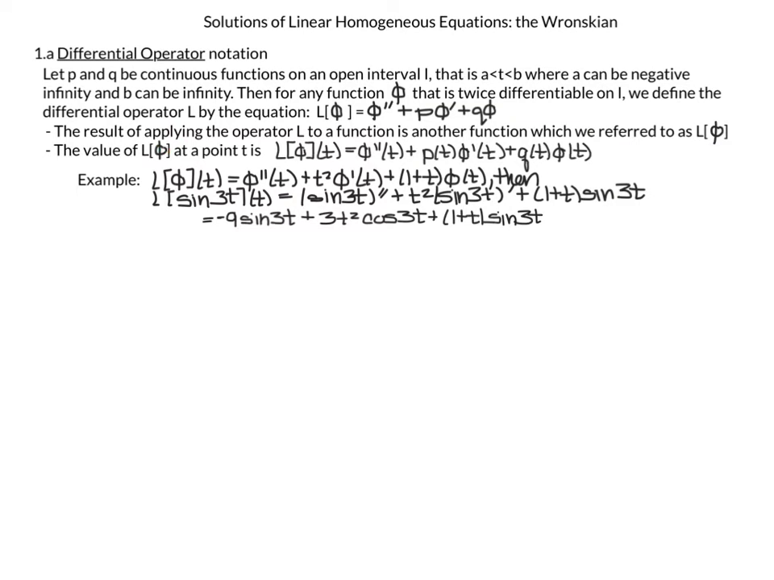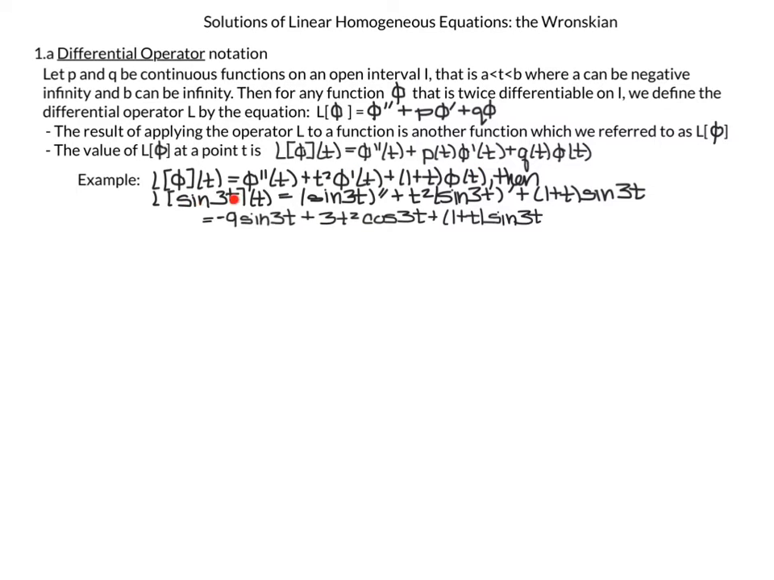The value of L of phi at a point t is denoted L of phi of t, and that's just phi double prime of t plus P of t phi prime of t plus Q of t phi of t. And in our example, L of phi of t is equal to phi double prime of t plus t squared phi prime of t plus 1 plus t phi of t. In this case, our P of t is t squared, and our Q of t is 1 plus t. So here we have an operator that takes a function and produces another function.